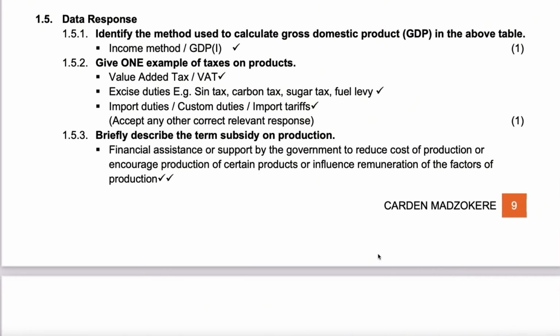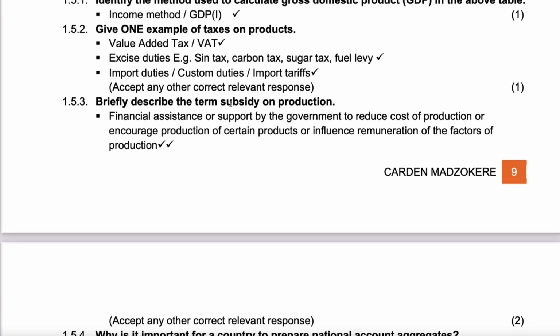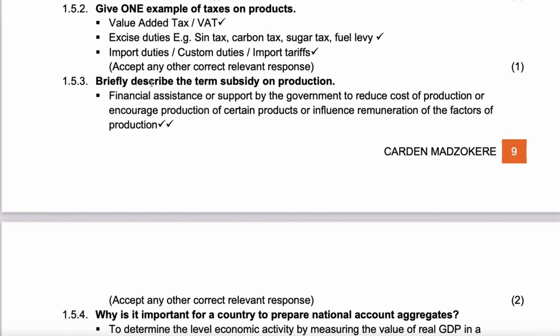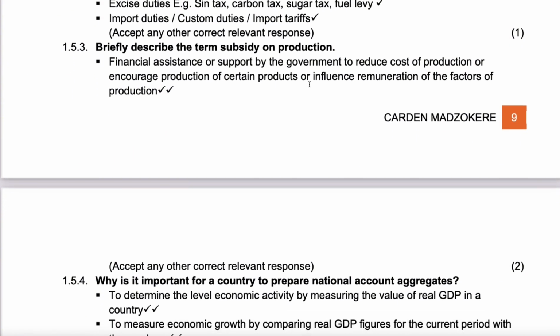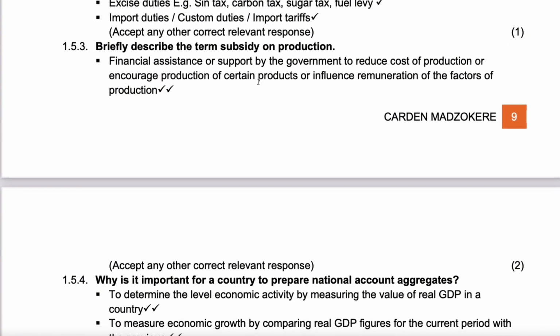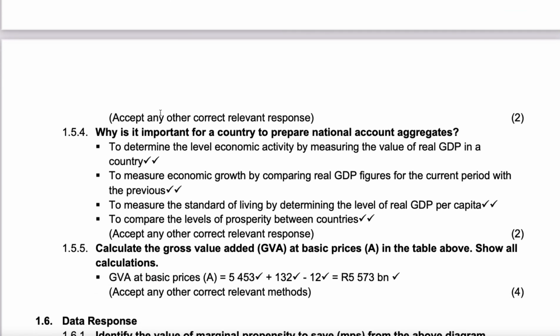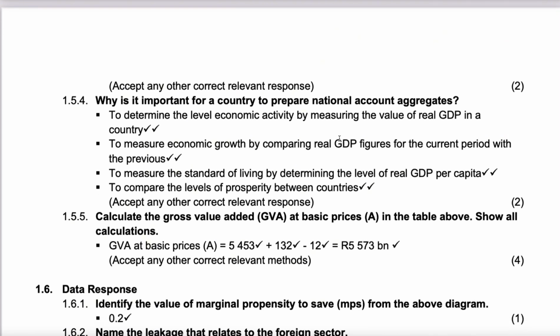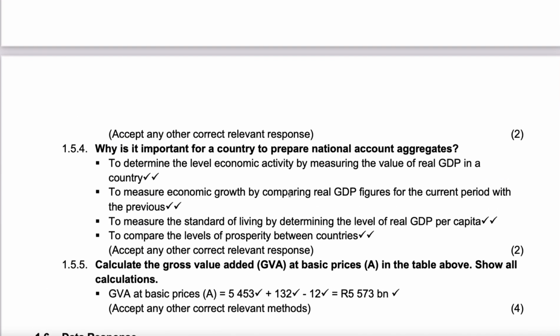Now I'm going to project my answers. There we have them. You can mark yourself. This was the income method, examples, VAT, sin tax, you name it. Well, I don't like this one, import duties. It doesn't make sense because we're talking about production within. Then briefly describe the term subsidy on production. Yes, it's more or less the same as what I said. Then why is it important for a country to prepare national account aggregates? Well, here's the response. It's more or less the same as what I said.